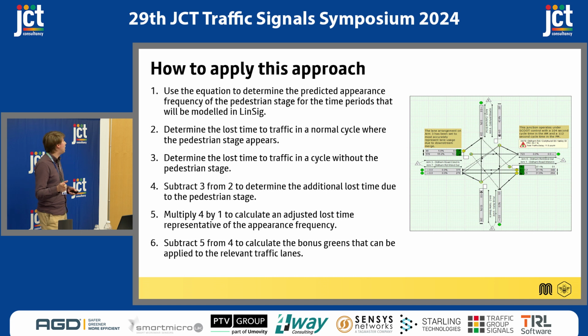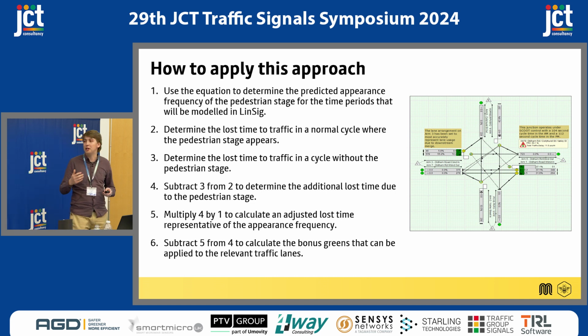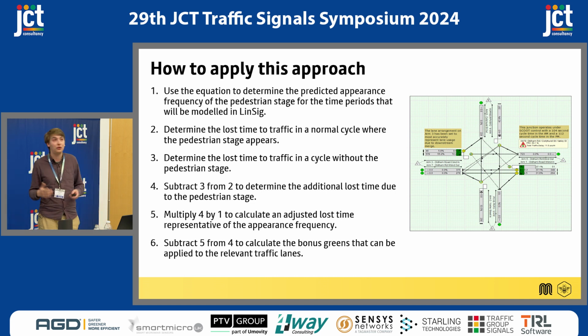And if you factor that by your predicted appearance frequency, then you're left with a representative lost time. And then you can use that to calculate bonus screens that you would apply to the relevant lanes. And then you can run your LinSig model with the stage appearing in every cycle, but using bonus screens to simulate the effect of it only appearing every, well, whatever percent it was, 74, 62, whatever it is.